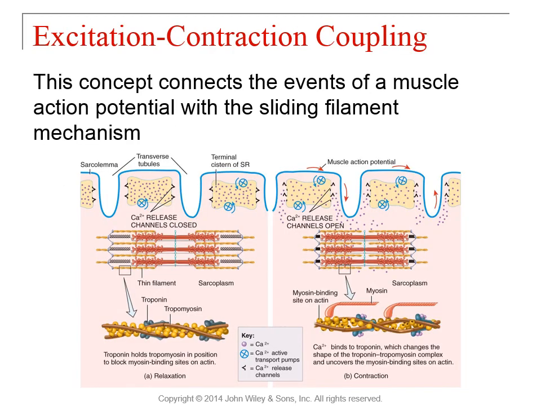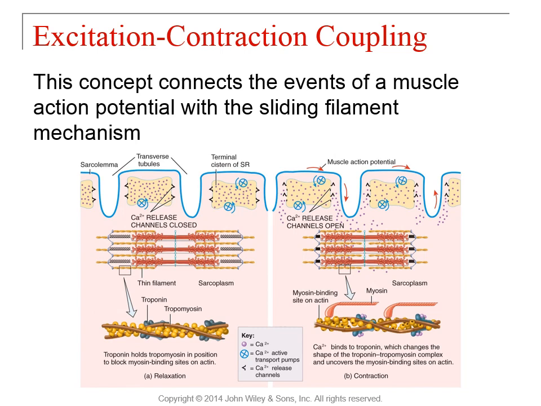So let's talk about how the action potential traveling down the sarcolemma of the muscle couples with how the muscle either stays relaxed or it contracts. So basically, under a relaxed muscle, there is no action potential traveling down the sarcolemma. The terminal cisterns are closed, so no calcium is released in the sarcoplasm. So you see that contraption on the left.